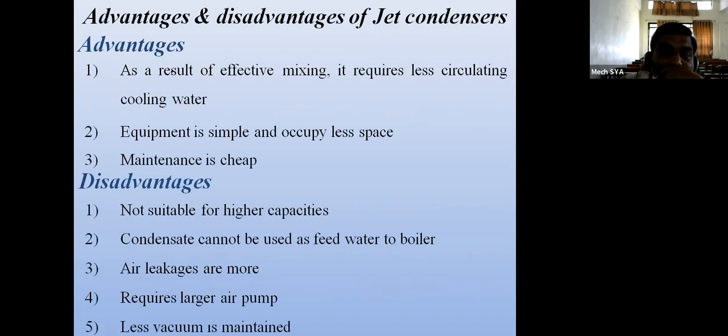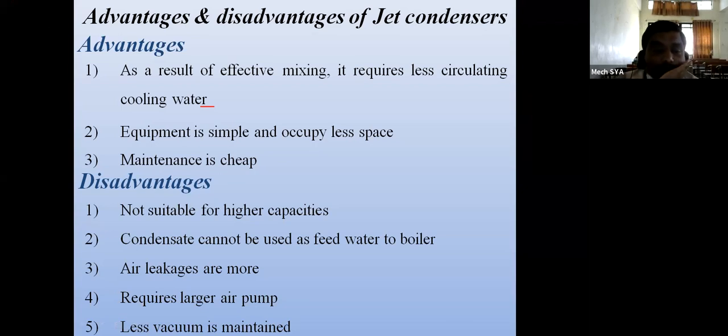What are the advantages of jet condensers? As a result of effective mixing, it requires less circulating water, because there is direct contact between the exhaust steam and circulating cooling water. Therefore, with less cooling water, efficiency will be much more. In a surface condenser there is indirect contact, so with less water, heat transfer efficiency is less.